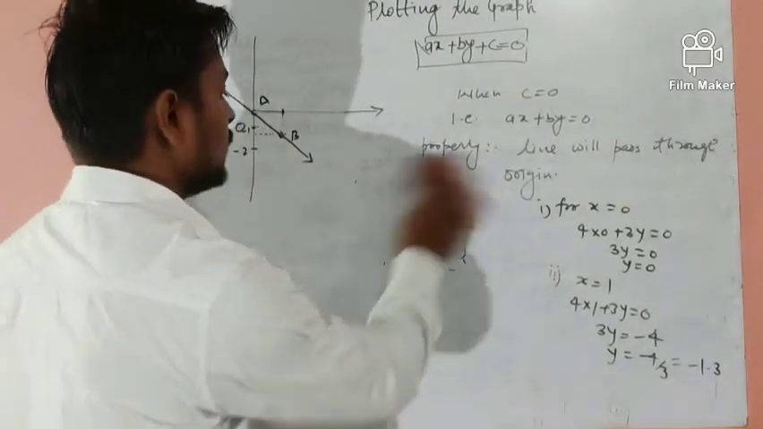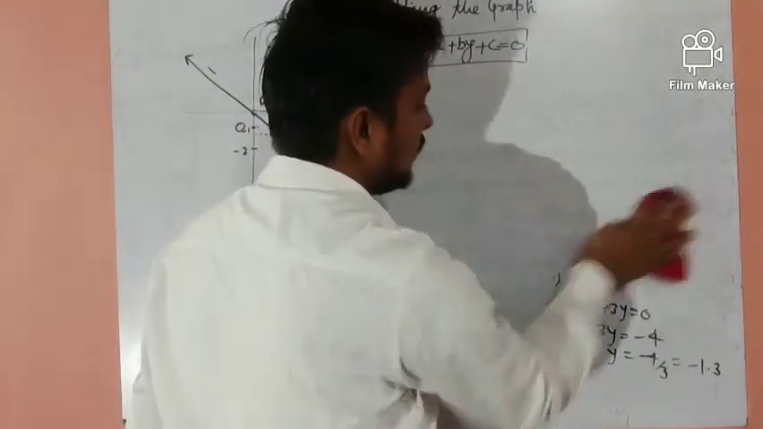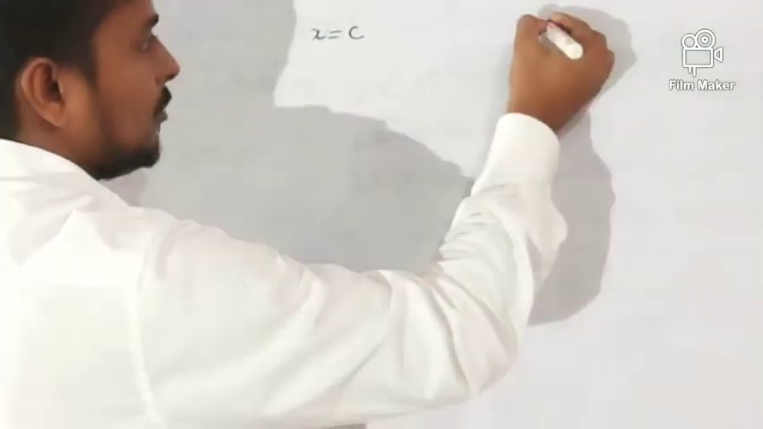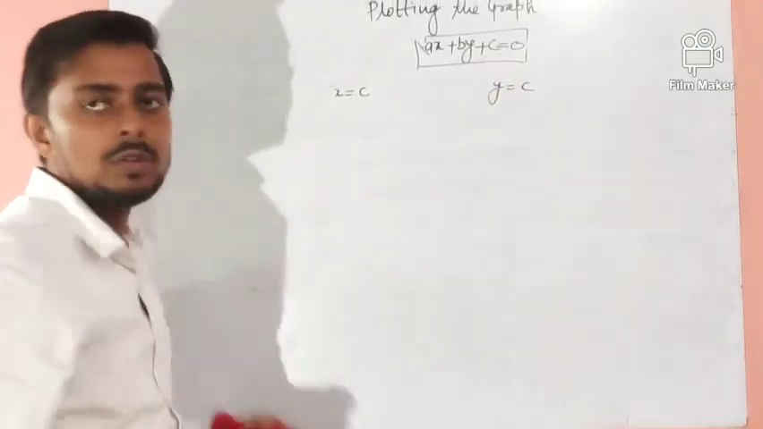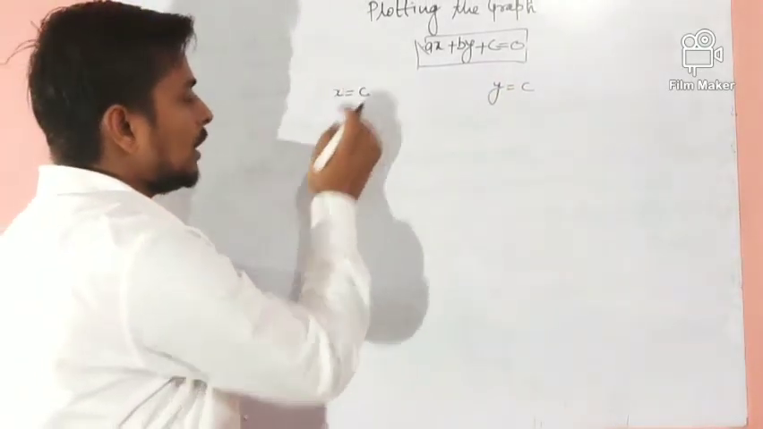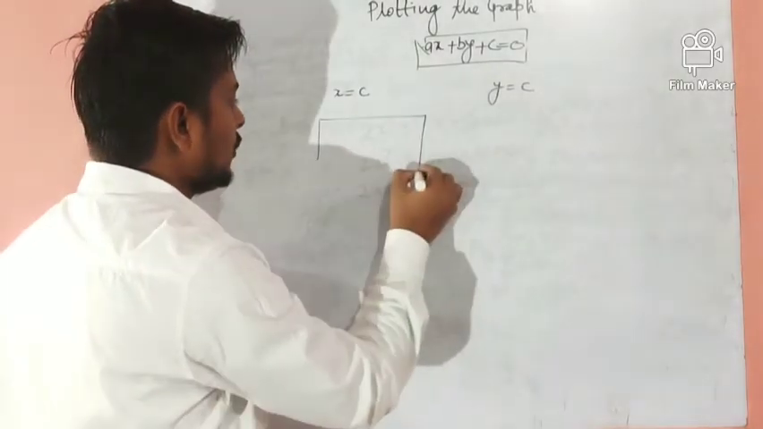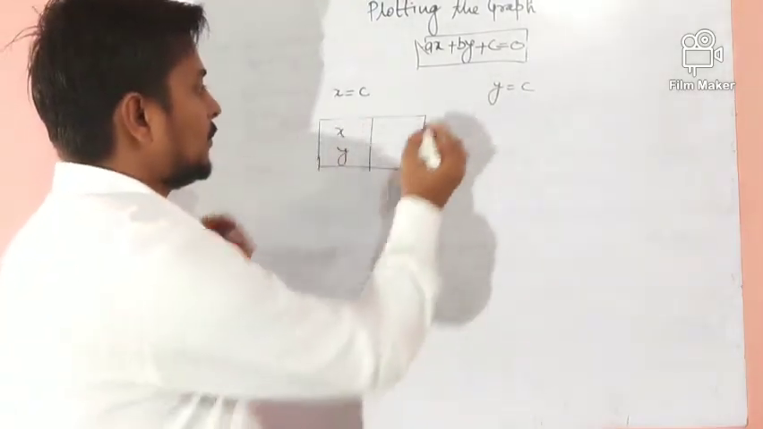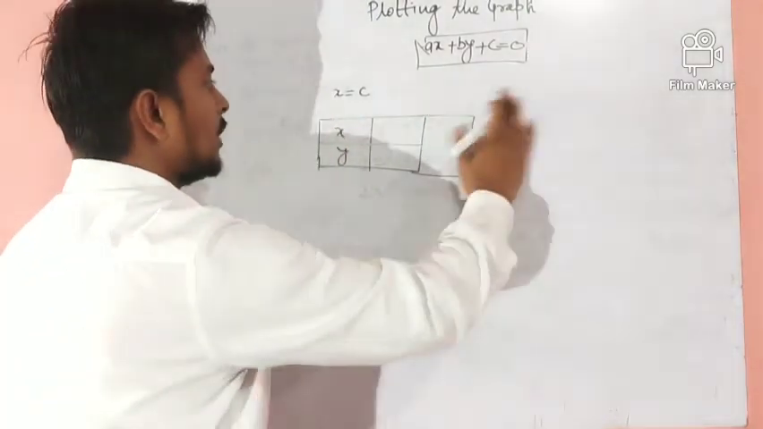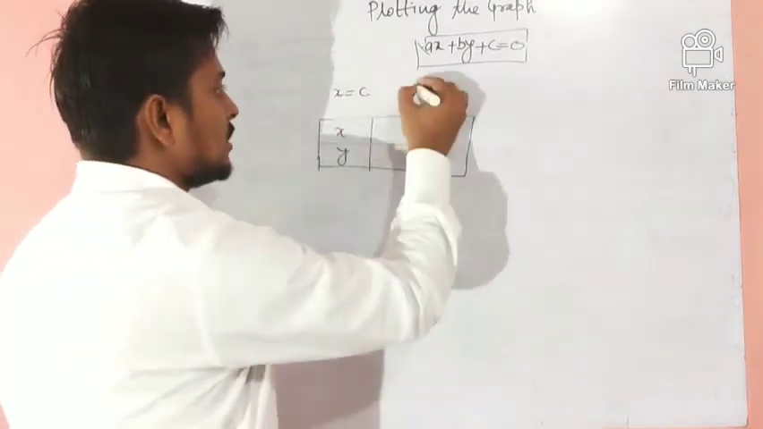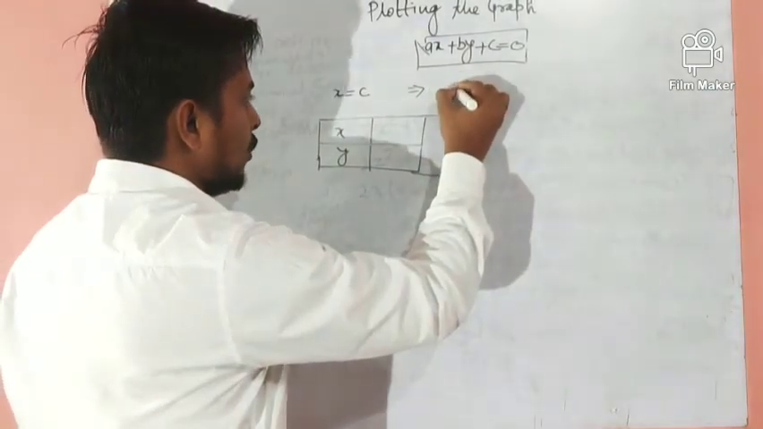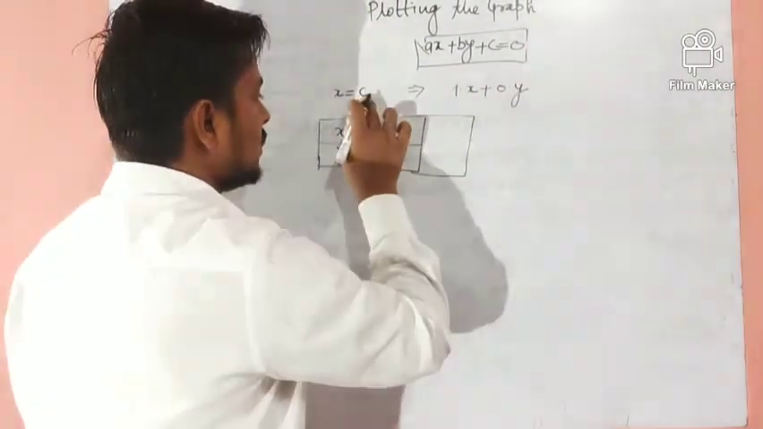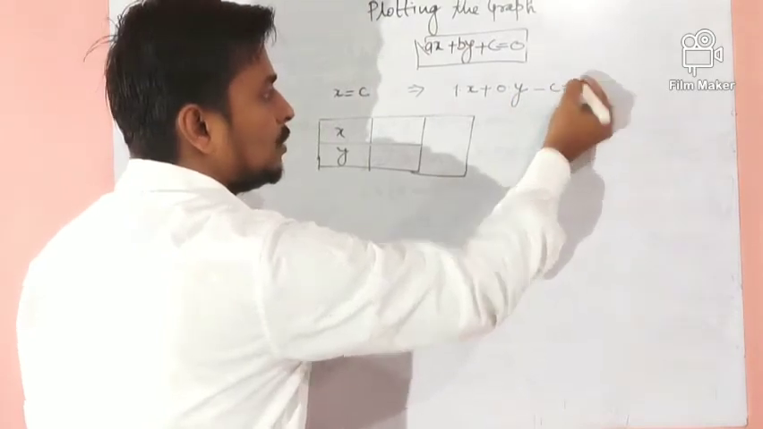Now the last case, and that case is very important. Plot x is equal to c, y is equal to c. So x is equal to c means what? If you make the table x, y, now you will feel that for this equation, first change this. So this will change into what? 1 into x, that will be x. There is no y, means 0 into y. So this is c. So x minus c is equal to 0.